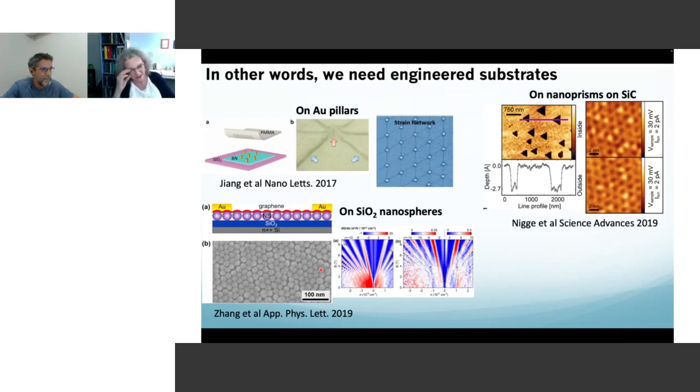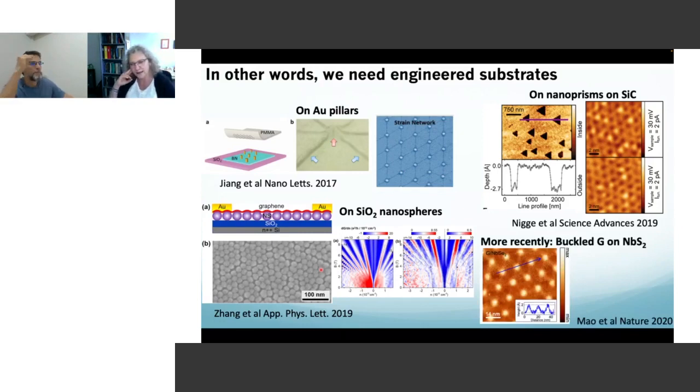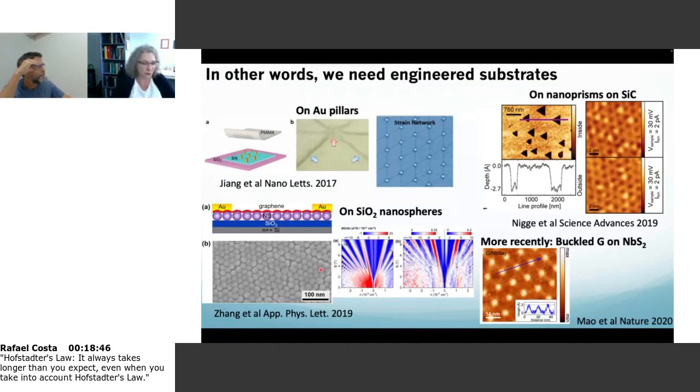A more recent experiment along these lines was done about 2 years ago, where they also found a periodic structure of graphene deposited on another material. This time, the material was niobium diselenide. Because of the thermal treatment and the fact that these two materials have different thermal properties, the graphene on top of niobium diselenide buckles and forms this structure that looks pretty periodic in this micrograph, which has an extension of at most 50 nanometers.